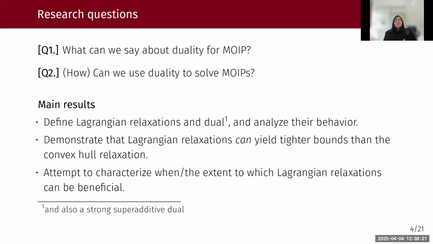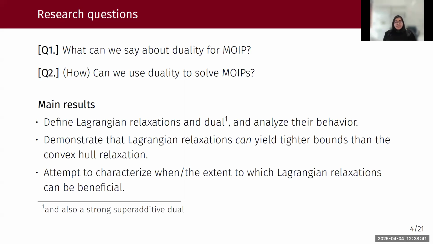Our main results are that we defined Lagrangian relaxations and a Lagrangian dual for a multi-objective integer program and analyzed the behavior, strength, and so on of that dual. We also develop a super additive dual, which I'm not going to be able to talk about in 25 minutes, but the paper talks about it if you're interested in that.